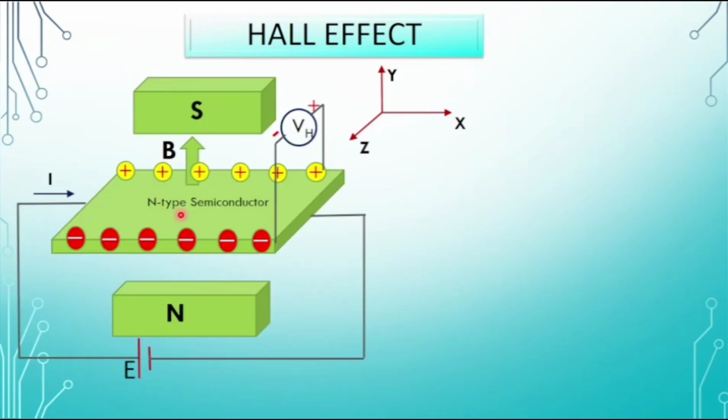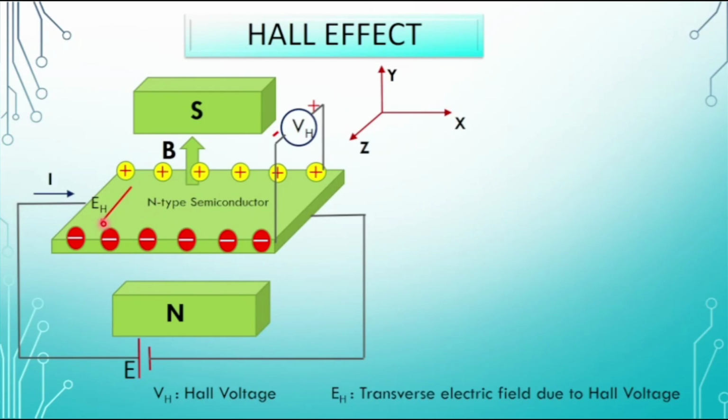This is for n-type semiconductor. We have seen the electrons are coming to the front face and the positive ions are getting accumulated at the back face, due to which we are getting a potential difference between the front face and back face, which is denoted as VH. This VH is known as Hall voltage, and there is a Hall field, and the direction of this Hall field is from back face to front face. So this EH is the transverse electric field due to Hall voltage.